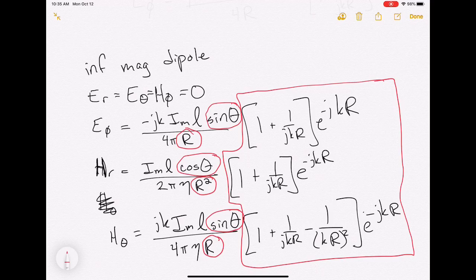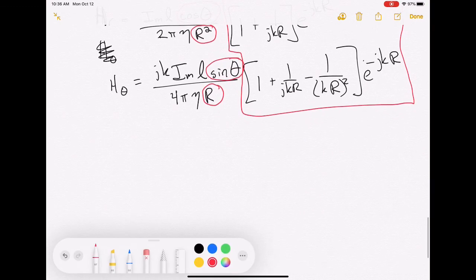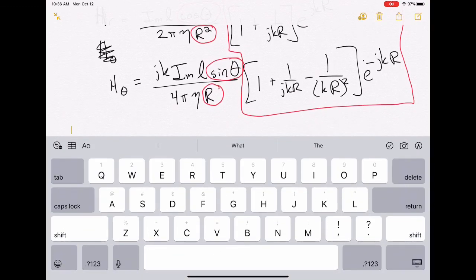The constants on the E_phi term, on the leading term, are eta times k a squared times I naught over 4. So you can see that there's a difference between what I wrote here that is not circled and what's over here for the infinitesimal magnetic dipole that is not circled. If you go through and compare all of these expressions, what you get is that they are equal if the following condition is true.